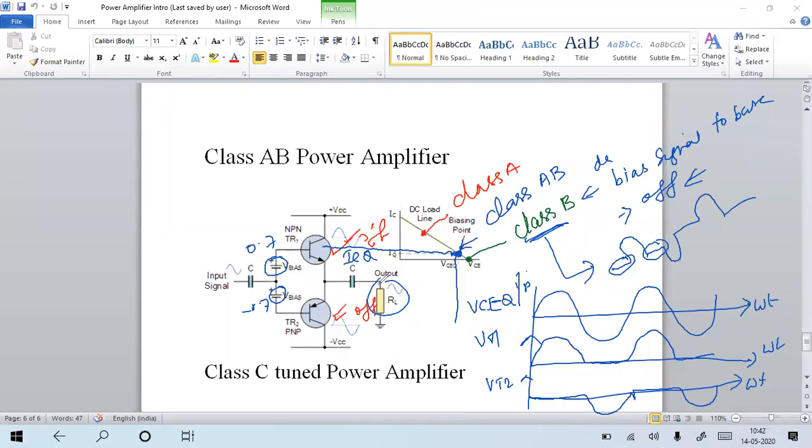So it is between class A and class B, and the efficiency is also between them. The efficiency of the class A amplifier is 25%, and the efficiency of the class B amplifier is around 78.5%, but the efficiency of the class AB amplifier is between 25% and 78.5%. It will be within this range only. It will not be more than 78.5%, and it will not be less than 25%. Getting my point?